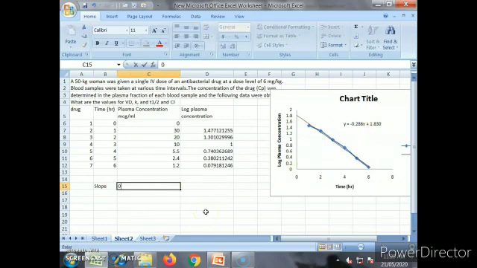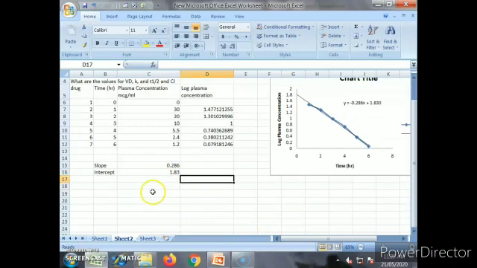So slope is 0.286 and intercept is 1.83. Now we will remove the value k.